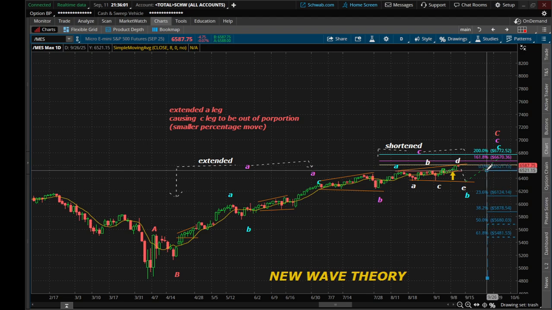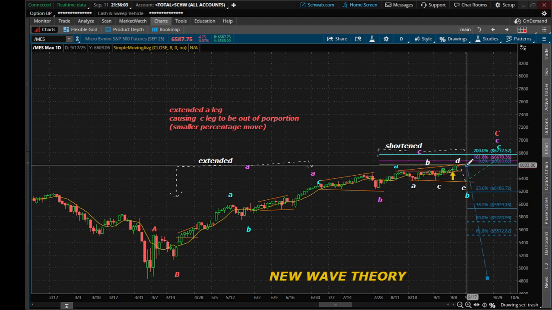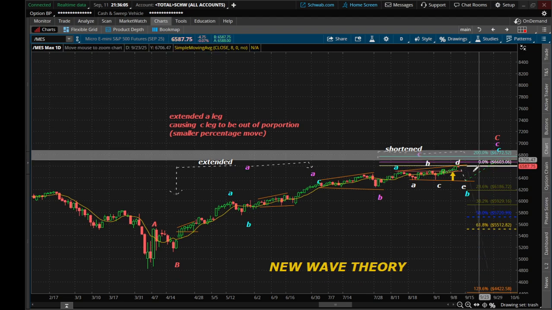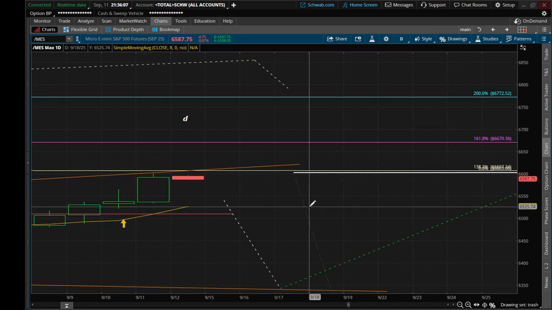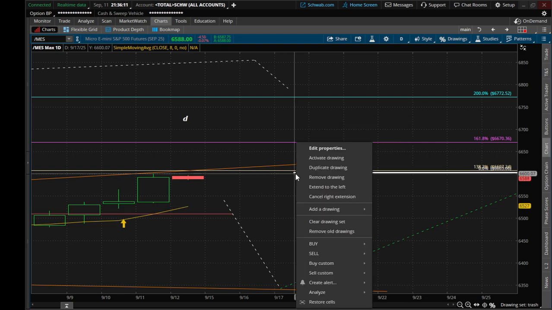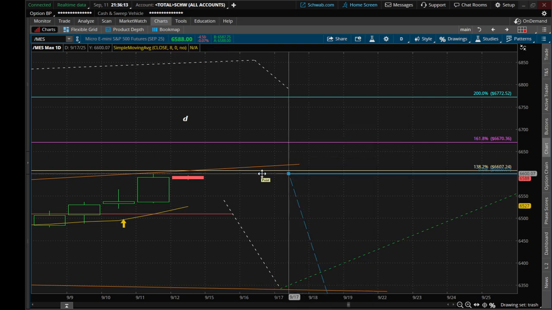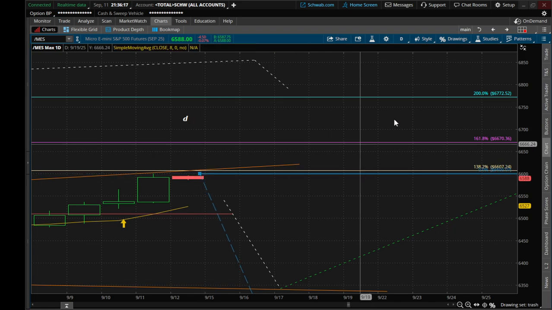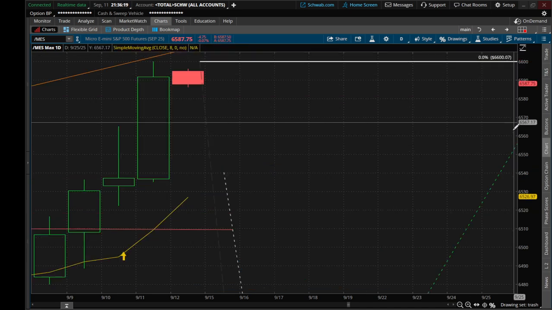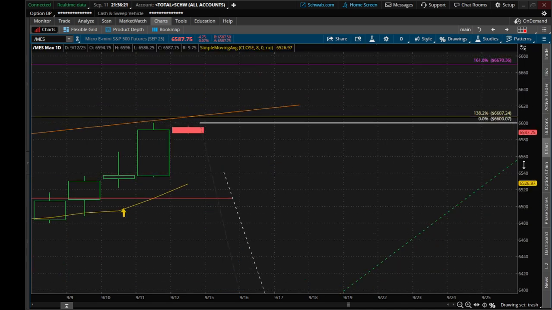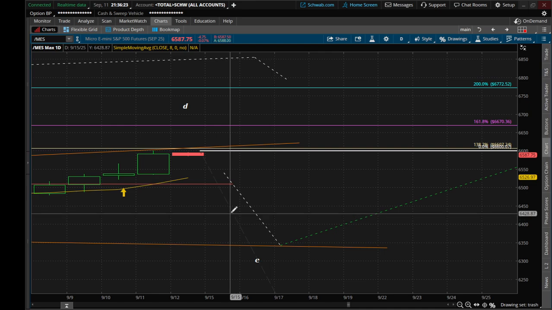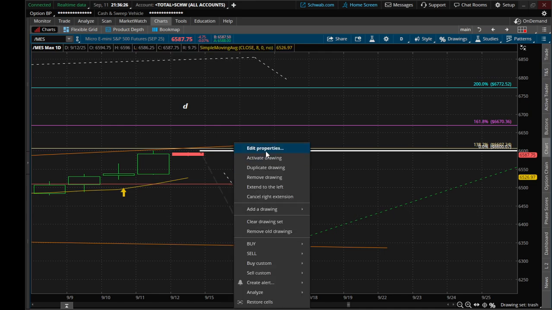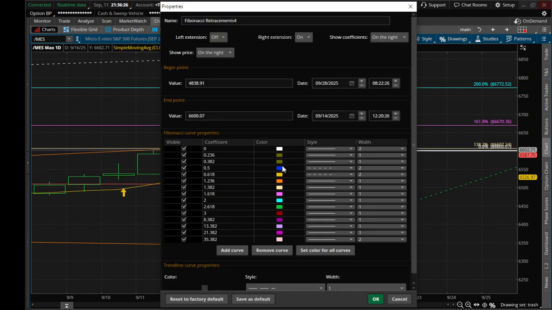Let me get that closer. Let me fix that target. Alright. Zoom out and see what those targets are. Actually, let me clean up the fibs. I only need the retracement fibs, so we'll take everything else out.